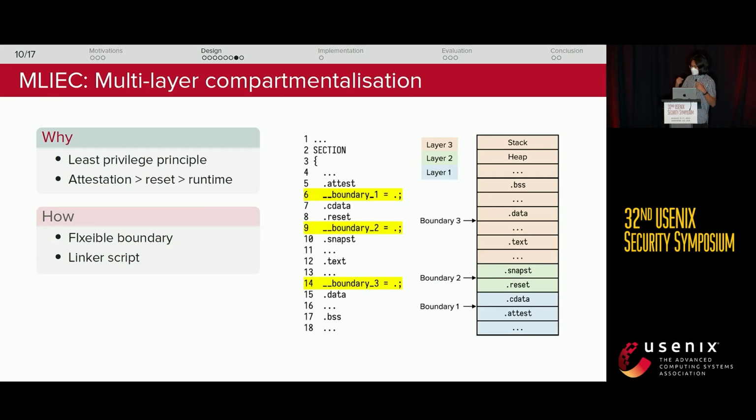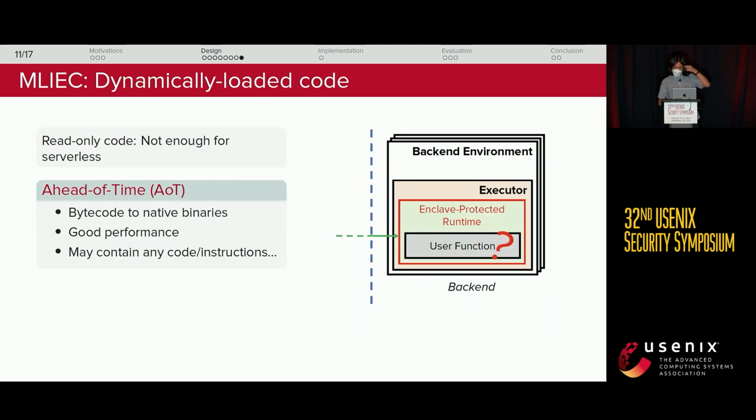And also, as we said, we have multiple layers. How we do that, and why we do that, is because of the least privilege principle, so that the attestation module is higher than the reset, which is higher than the runtime, in terms of trust. And we do it by naturally forming the layers using a linker script to arrange the layout.